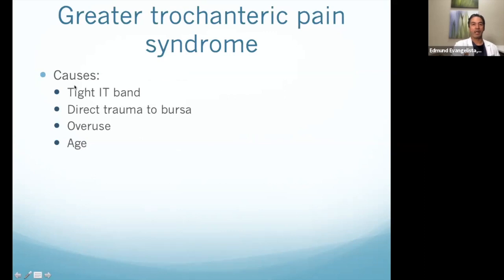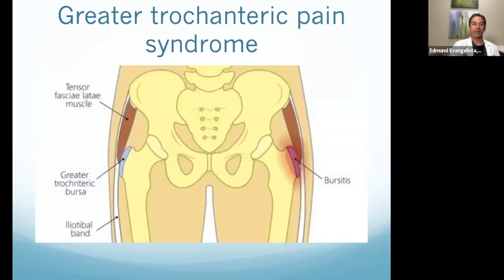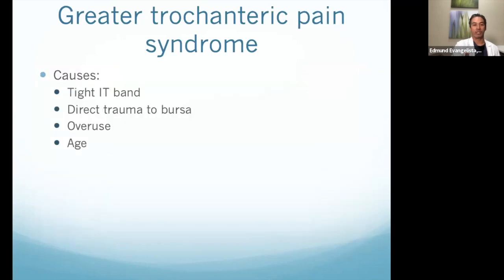What are the causes of this pain syndrome? Tight IT band. This picture shows you the IT band coming across the hip, going from the iliac crest across that greater trochanter region, and it starts down at the knee. You can see if that IT band is too tight, it will cause increased friction on that bursa and cause that bursa to get inflamed. So that's why you want to stretch those tight IT bands to relieve any increased friction or pressure on that greater trochanter region. Direct trauma to the bursa, so falling onto the bursa area, can cause it to get inflamed.